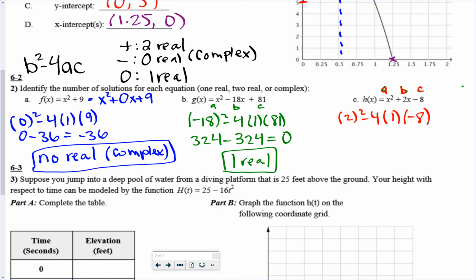All right, what is 2 squared? 4. Negative 4 times 1 times negative 8. Positive 32. So this gives me 36. Negative 4 times 1 times negative 8 gives me the positive 32. Yep. So we have a discriminant of 36. So that means how many solutions am I going to have? I'm going to have 2 real solutions.